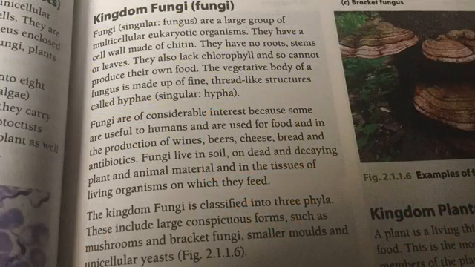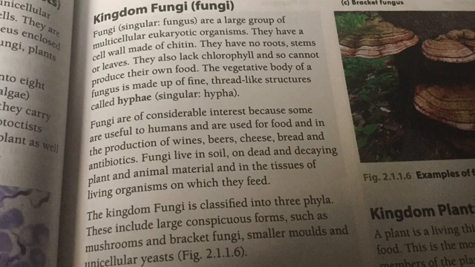Kingdom fungi. Fungi, singular fungus, are a large group of multicellular eukaryotic organisms. They have a cell wall made of chitin. They have no roots, stems, or leaves. They also lack chlorophyll and so cannot produce their own food. The vegetative body of a fungus is made up of fine thread-like structures called hyphae, singular hypha.